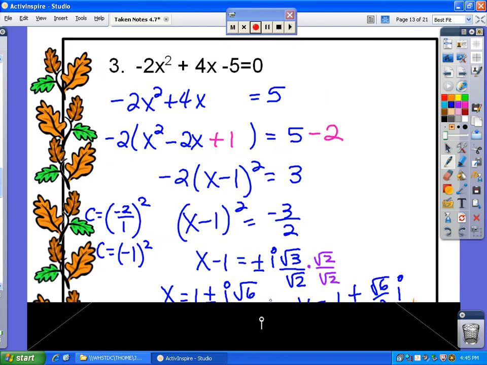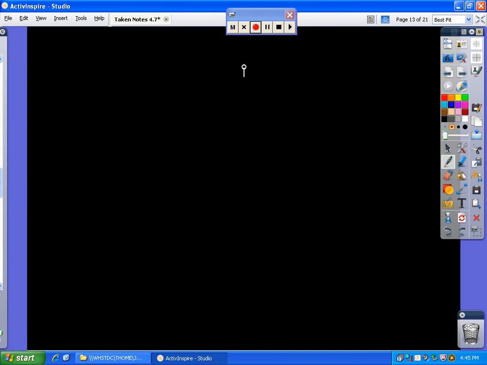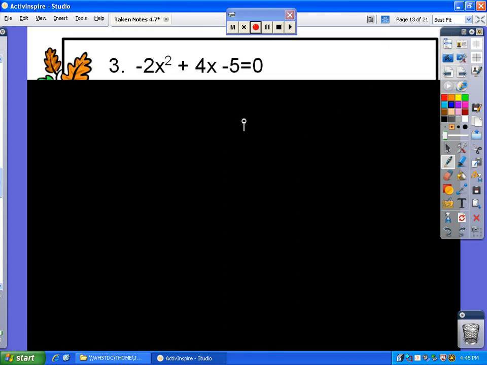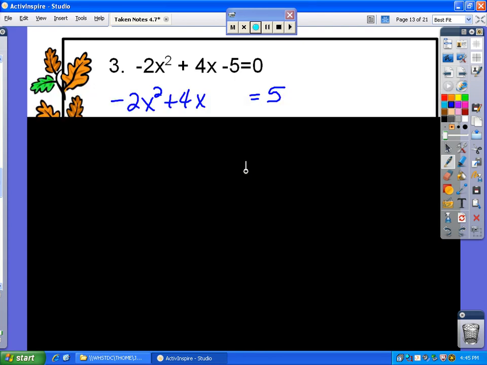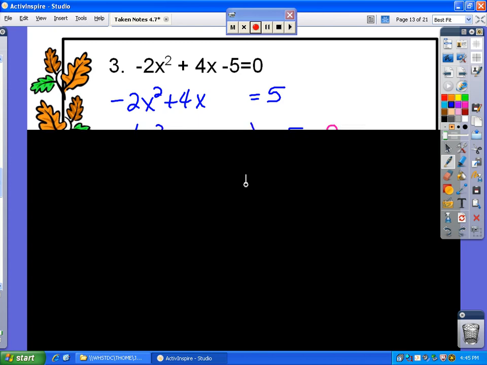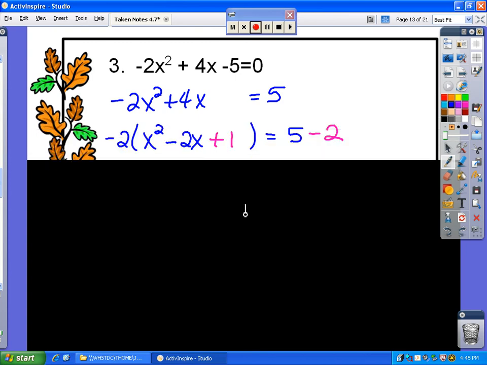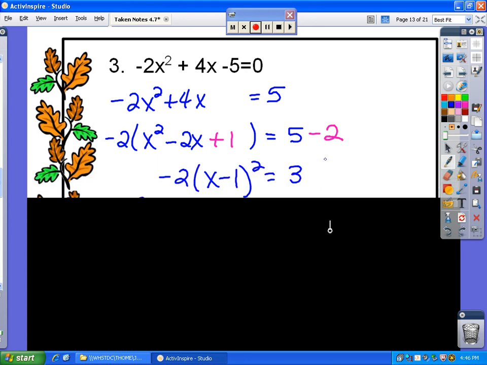Alright, let's look at one where I can't get rid of my lead coefficient. So like this problem, not everything is divisible by 2. So let's move the 5. Factor out the negative 2. Now what's in pink is where I completed the square. Half of negative 2 is negative 1, squared is 1. Now be careful, negative 2 times 1 is negative 2. That's why I'm adding a negative 2 on this side. Factor the trinomial.